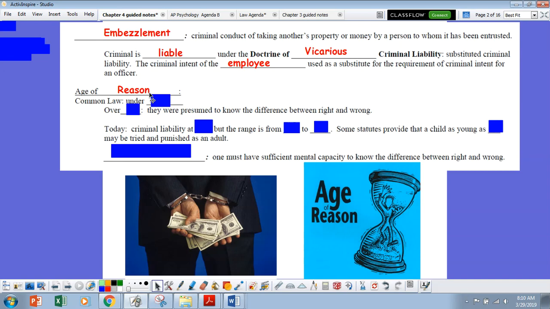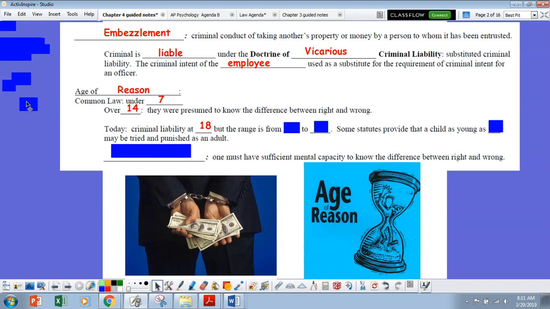There's also the age of reason. It kind of gets confused with the age of majority, which we'll eventually talk about, but the age of reason under common law, this is English common law, is usually under the age of 7. And what basically this age of reason is, is knowing the difference between what is right and what is wrong. Normally, in the American legal system, we're looking at roughly over the age of 14. Individuals are presumed to know the difference between right and wrong.